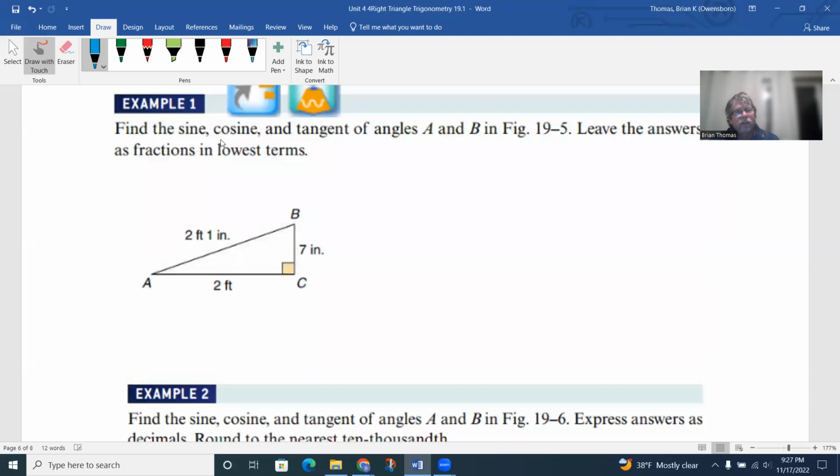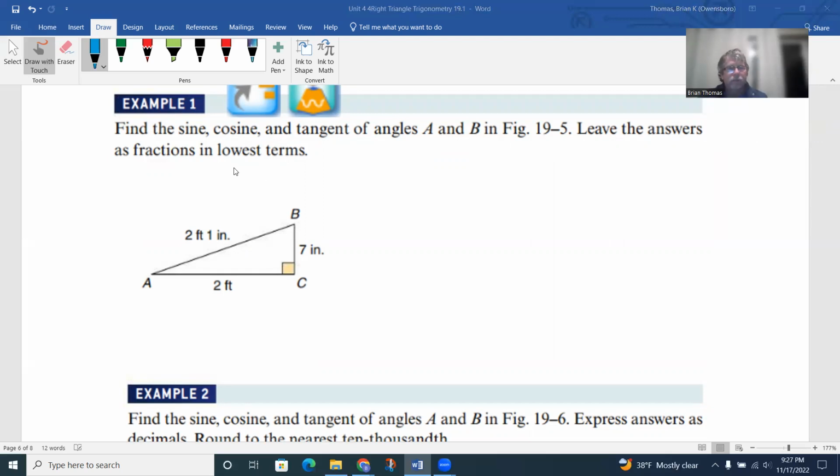So if we want to find sine, cosine, and tangent of angles A and B, again, leave the answers in fraction form. So if we want to find the sine of A, remember it's going to be the opposite side over the hypotenuse. But notice how they put the hypotenuse in feet and inches. This is in feet, and this is in inches. So the catch is we've got to have everything in the same unit of measurement.